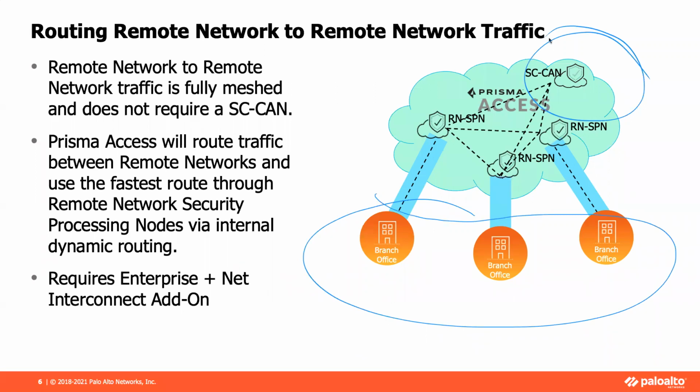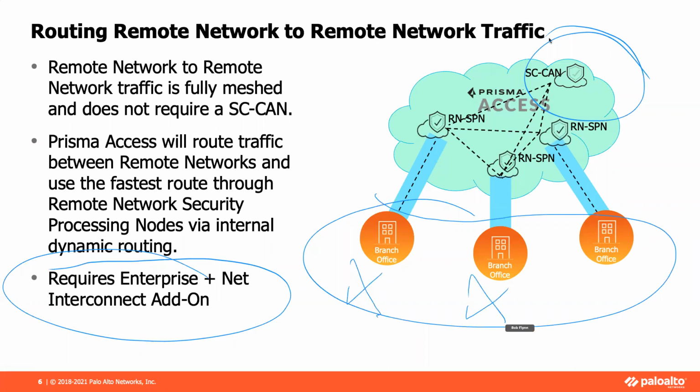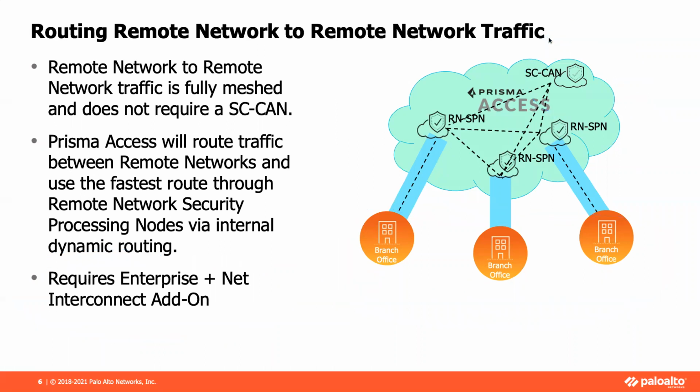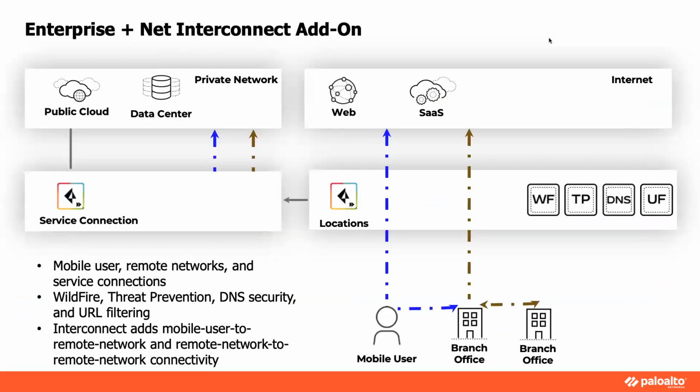As I said, we do internal EIGRP. And if we're doing the net interconnect add-on, of course, getting from one branch to another branch or to a third branch or down the service connection or whatever, we of course can get you there the fastest way possible, assuming you have that net interconnect add-on that we were just talking about.